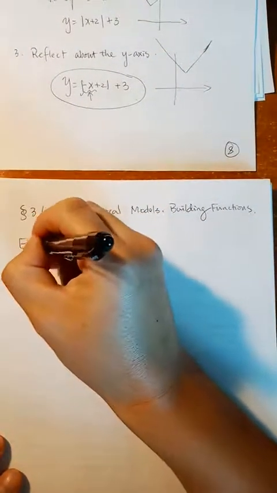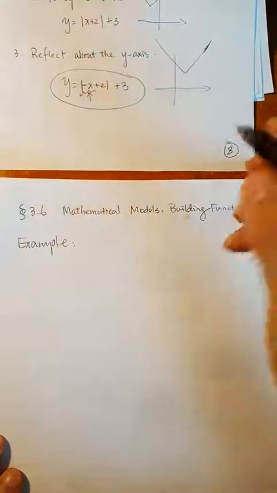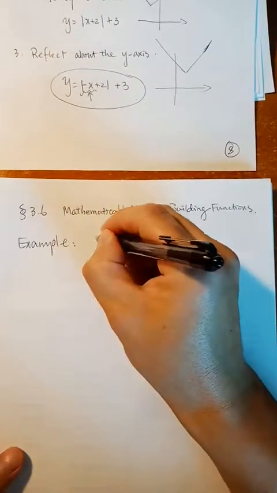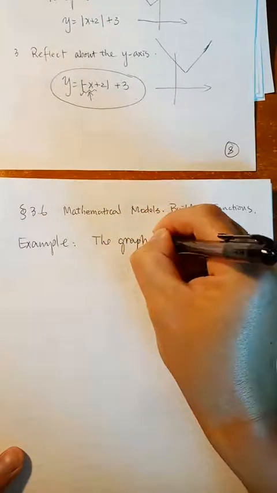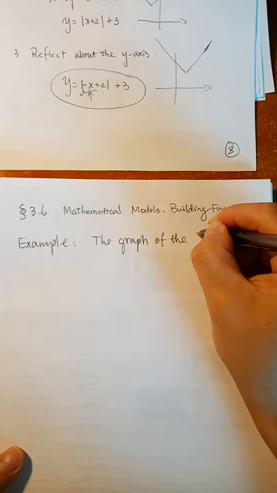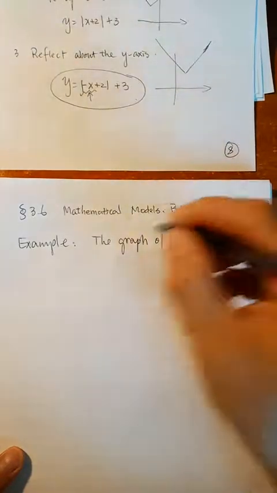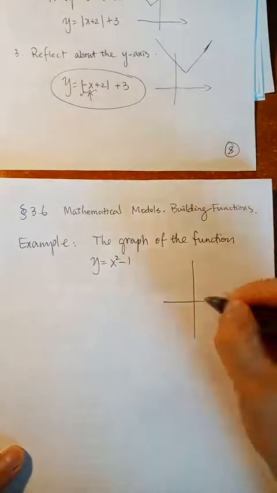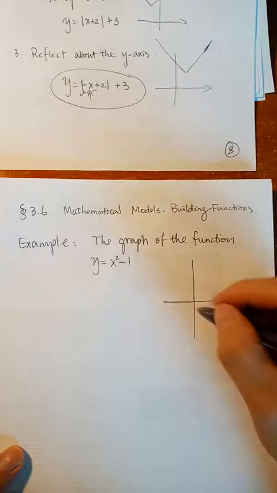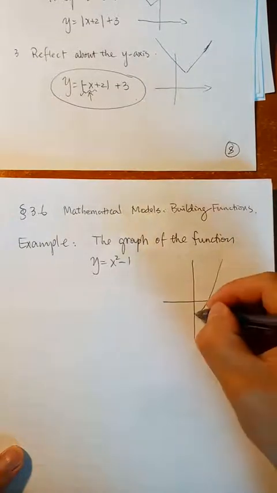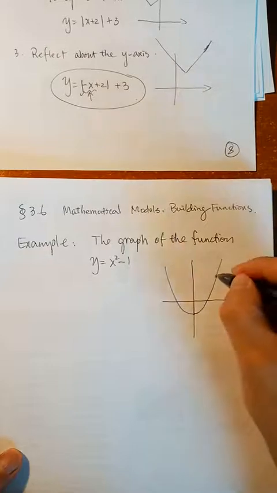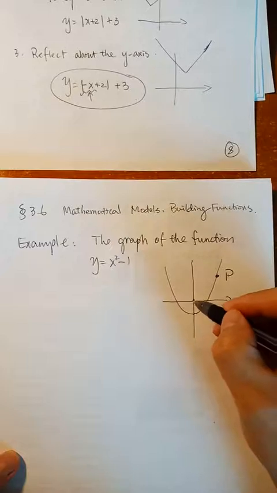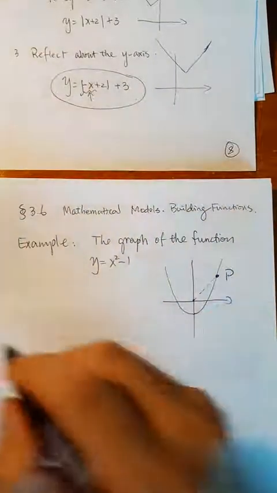Okay, so first example. We have a graph of the function y equals x squared minus 1. So we know that y equals x squared minus 1 is x squared shifted downward 1 unit. So it's like this, and you have a point on this graph. And then you can connect the point with the origin.